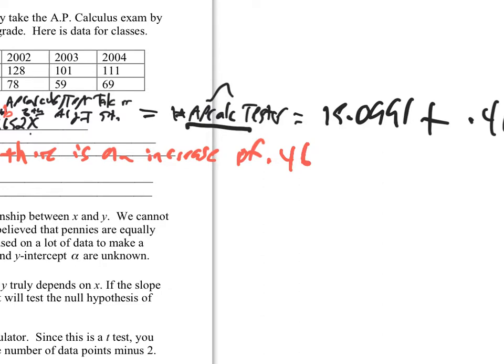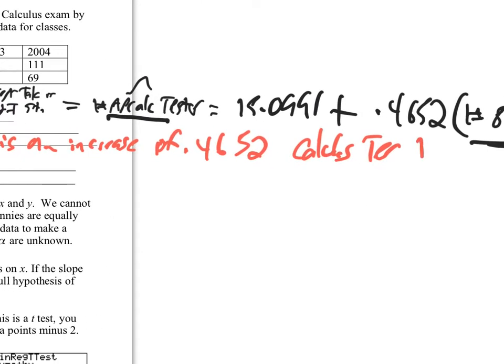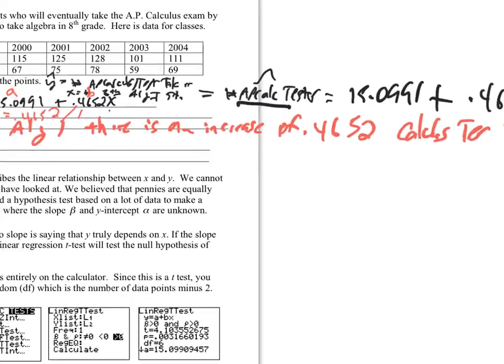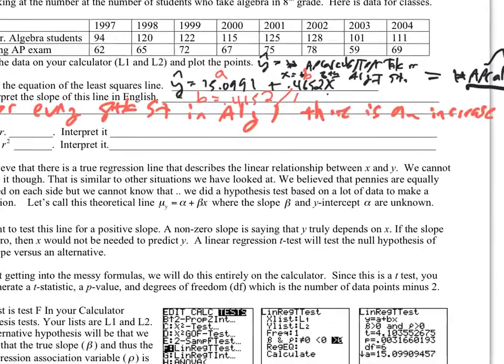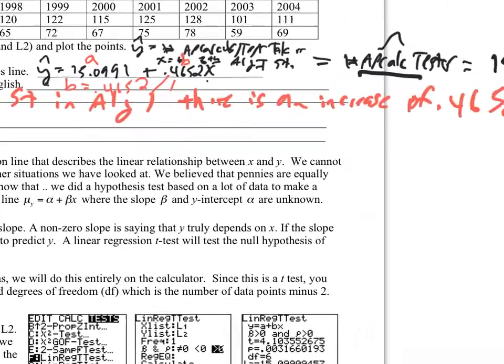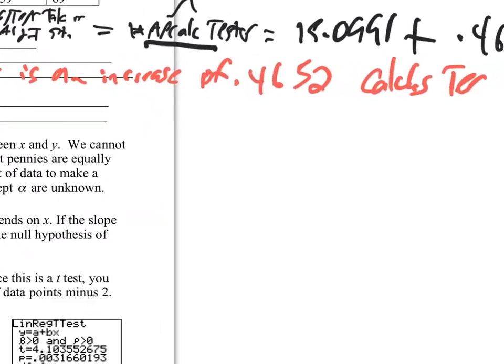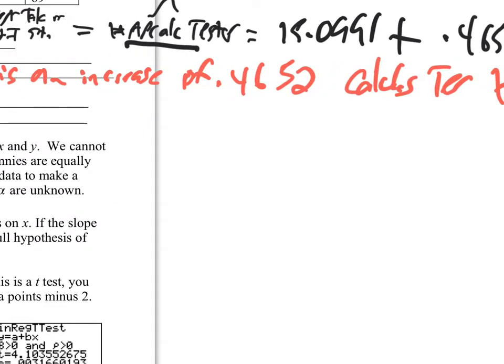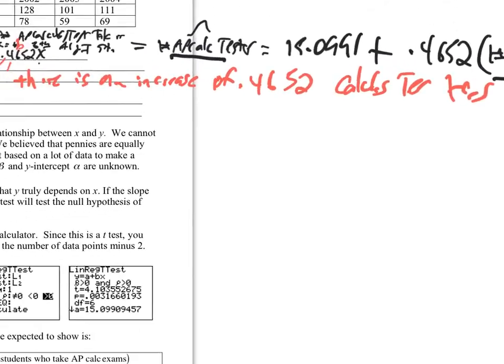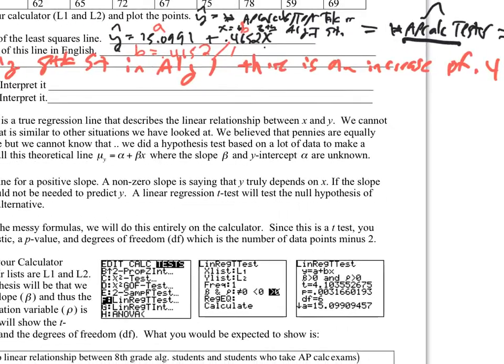0.4652 what? Calculus testers. That's what that means. That's what the slope means. For every 8th grade student in Algebra 1, there is an increase of almost half a student of calculus taking a test. And now we have to interpret R.